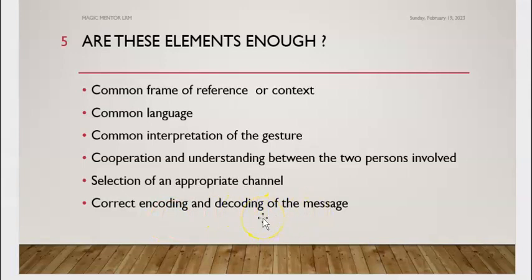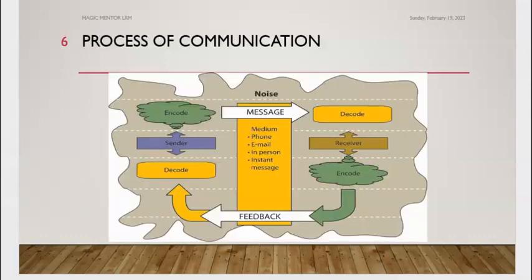So encoding and decoding, these are basically encoding of the thoughts and decoding of the message. So if the encoding of the thought and decoding of the message doesn't work properly, therefore we can say that there is a miscommunication. I'll get into this in detail in the next slide. So to understand this, we have to understand the process of communication. Okay, so let's see what is the process of communication all about.